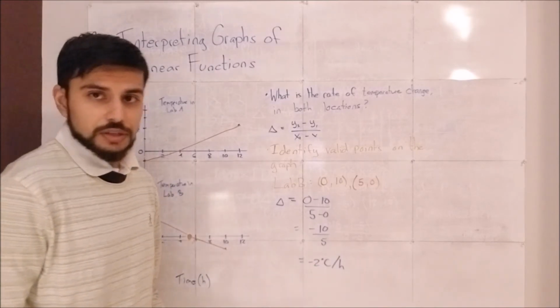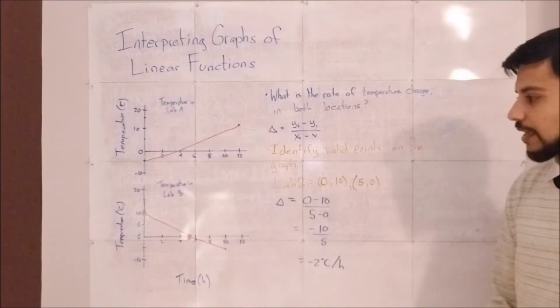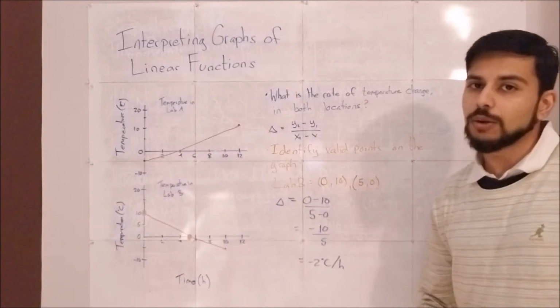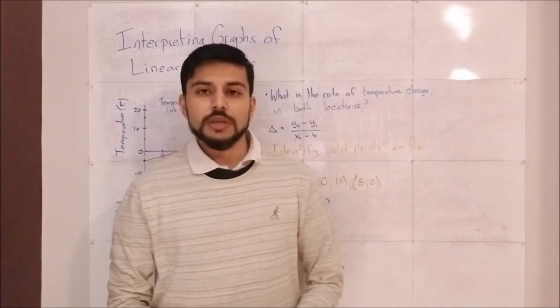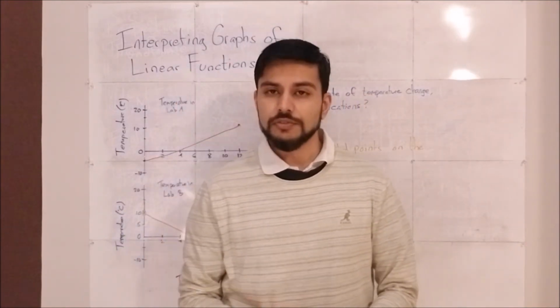And it makes sense when you look at the graph. It's going in a descending pattern, so that means the temperature is going down 2 degrees every single hour. Okay, and that's all there is to it when you're dealing with interpreting graphs of linear functions.